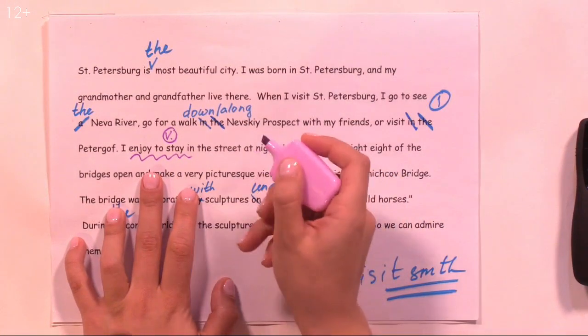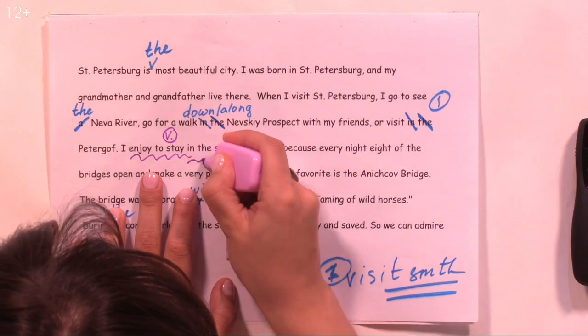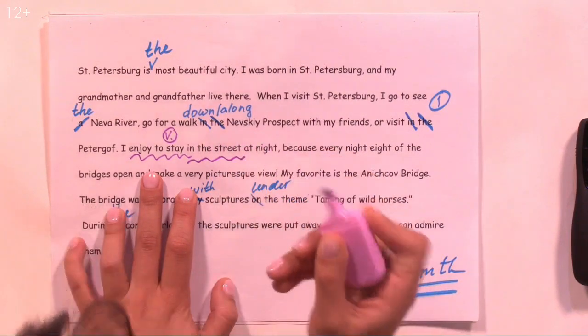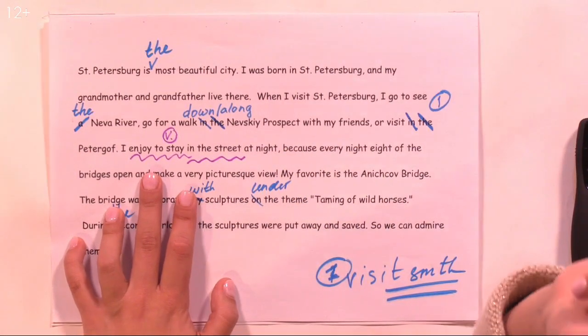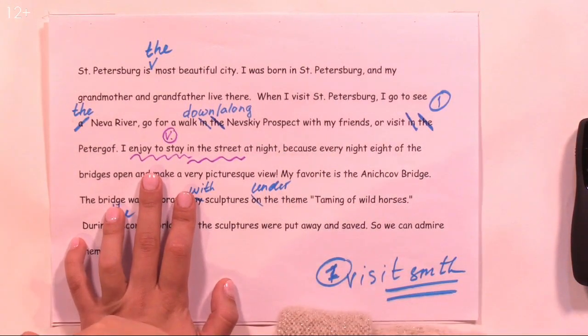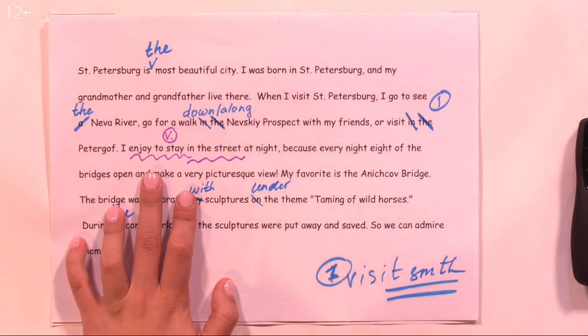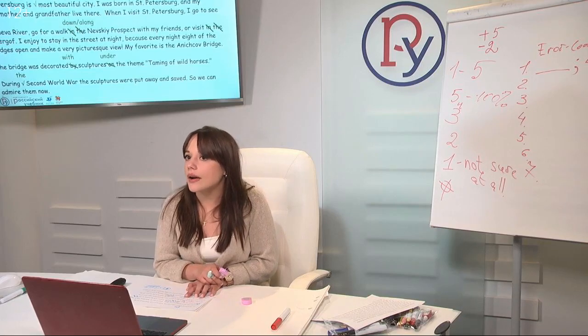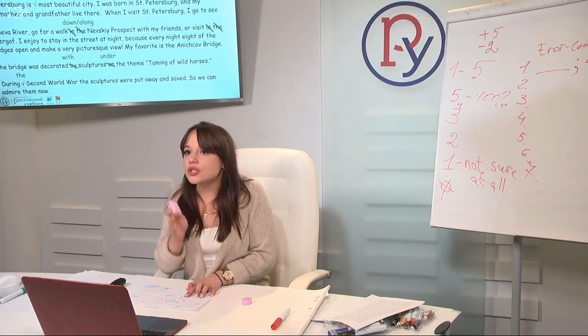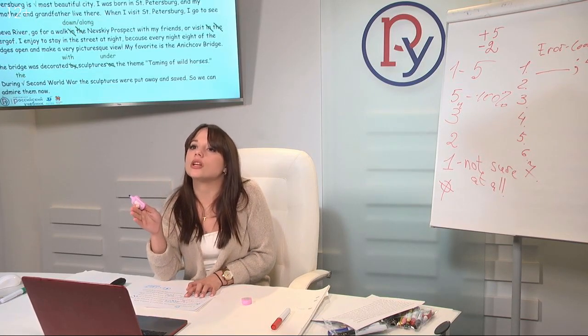Now, in the street at night, is it a natural way of putting it? I enjoy to stay in the street at night. I think this is not quite what he meant. Looks like he meant outside or outdoors. This is just a direct translation from the Russian language, but in English they would say outside or outdoors. So we can just ask him to paraphrase.